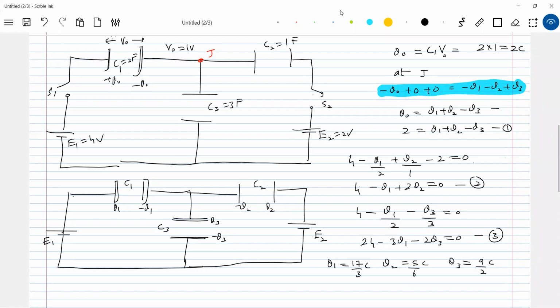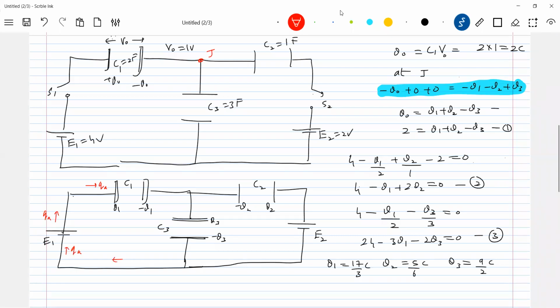What was the earlier charge? Q naught. Now what is the charge? Q1. So you look at the Q naught value. Q naught, how much was it? 2 coulomb. So now how much is it? 17 by 3. So definitely this is more than Q naught. So I'll assume the charges like this. So let QA charge enter here. That QA should pass like this.